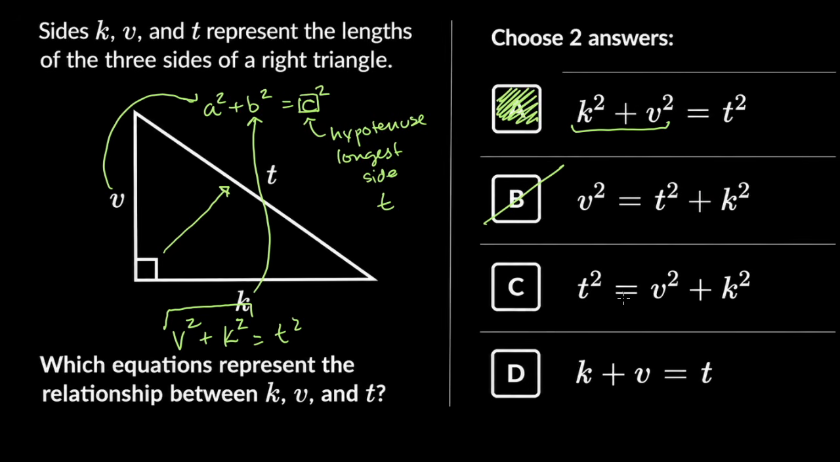T squared is equal to V squared plus K squared. Yeah, this is what I wrote over here. We just swapped the two sides of the equality, which of course we know. If the left is equal to the right, we could swap them around and just write T squared is equal to V squared plus K squared. So I like that choice as well. Now this last one, they forgot all the squares, and we definitely can't make this claim. So we are done.